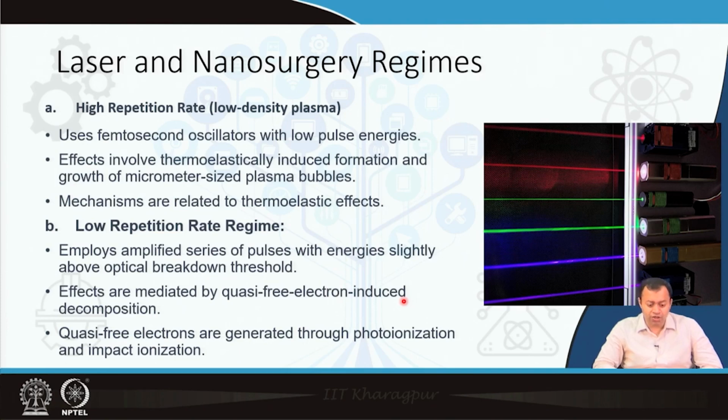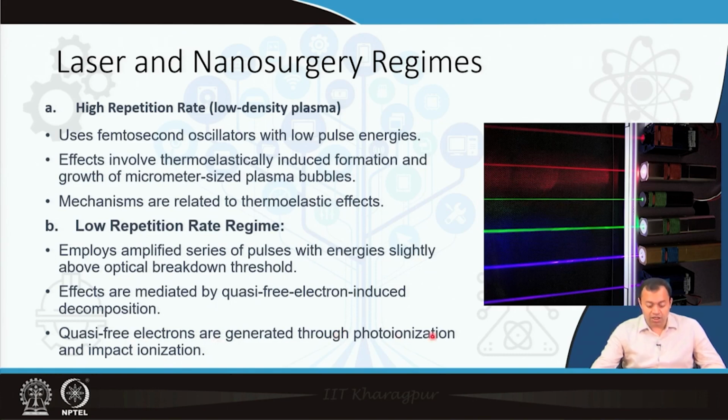Low repetition rate regime. So, both high repetition and low repetition employ amplified series of pulses with energy slightly above the optical breakdown point. Effects are mediated by quasi free electron induced decomposition. Quasi free electron means they are almost free, but still have some amount of connection with the nucleus. They are not completely out of the bulk, just like your surface plasmons. They are almost free, but they are not leaving the bulk.